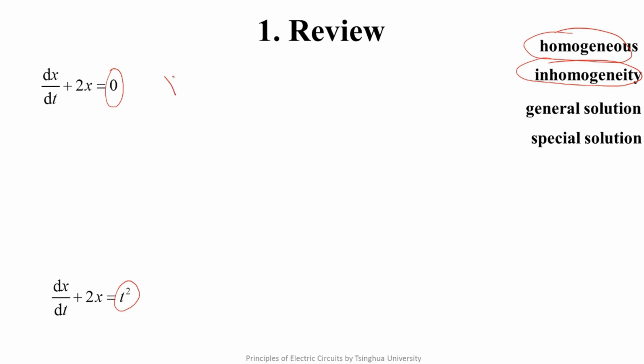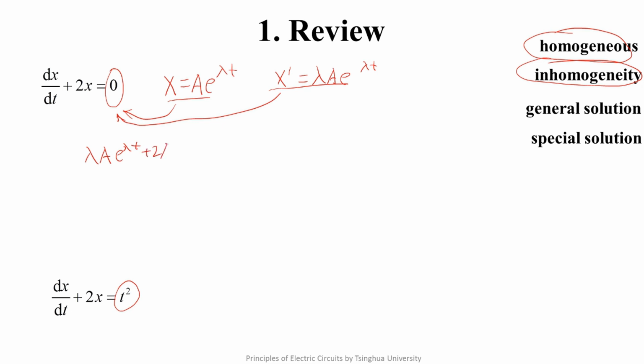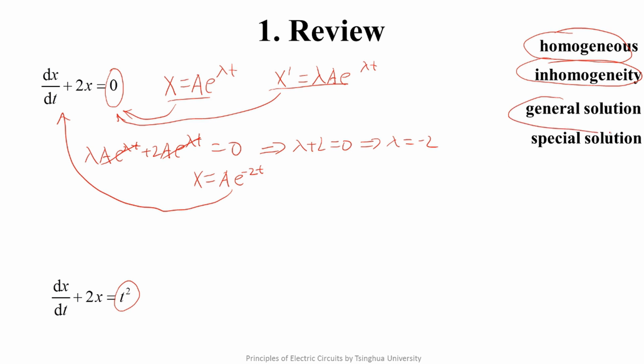We review the homogeneous equation first. We assume that x equals a times e to the power of lambda t, so the derivative of x equals lambda a times e to the power of lambda t. Substitute these two into it. We know that lambda a times e to the power of lambda t plus 2a times e to the power of lambda t equals 0. Because a times e to the power of lambda t can be eliminated, we get lambda plus 2 equals 0. That is, lambda equals minus 2. So x equals a times e to the power of minus 2t is a general solution of the equation.